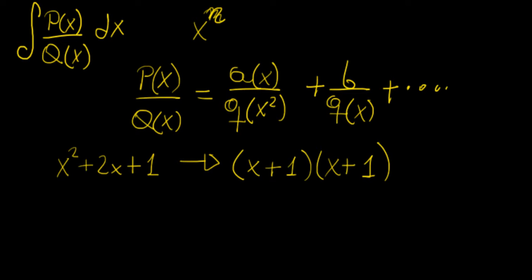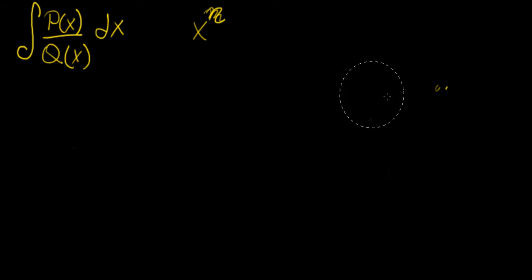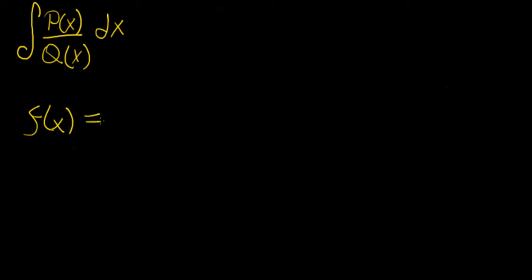So let's have a look at an example just to show you how this works. So let's say that we have the following function. This is going to be x plus 6 over x squared plus 2x minus 8.